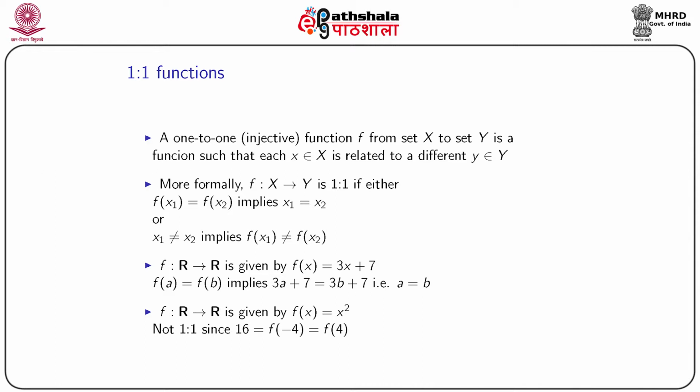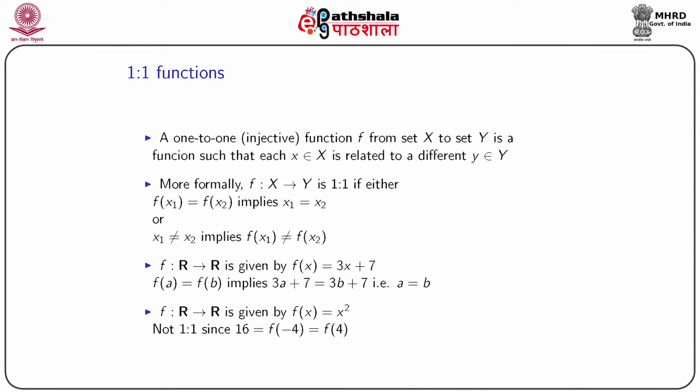Let us consider the example f(x) equals 3x plus 7. This is an equation of a straight line, a simple equation. And here we are mapping from real line to real line. That means given the input x, they are all real valued numbers, we will be getting the output f(x), all real valued numbers.